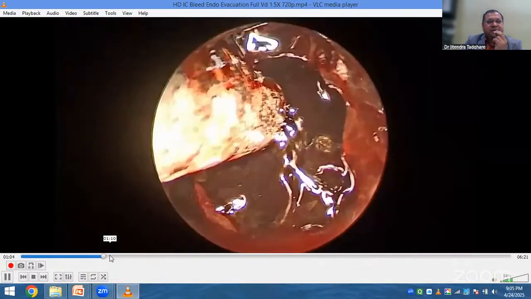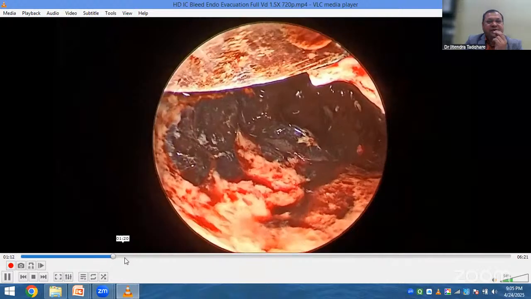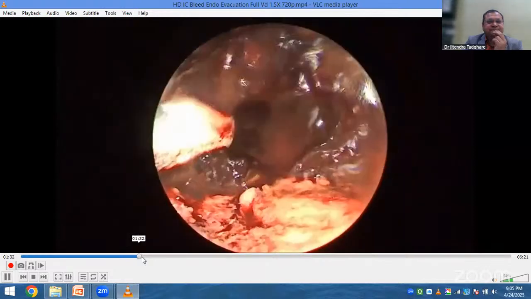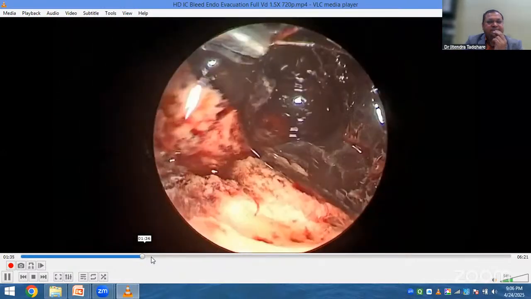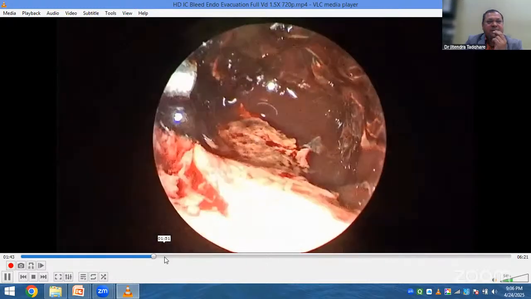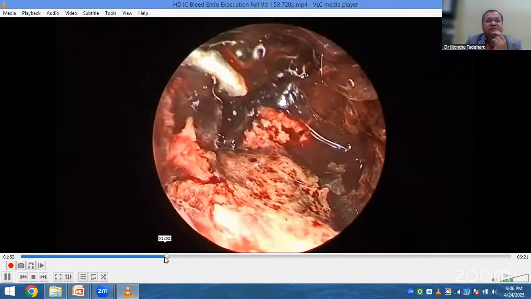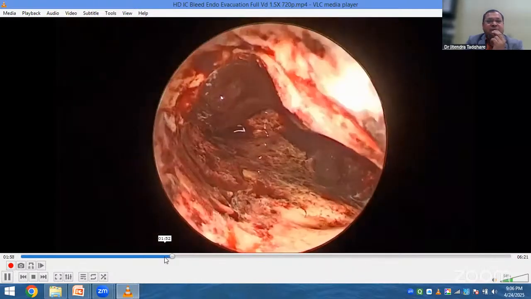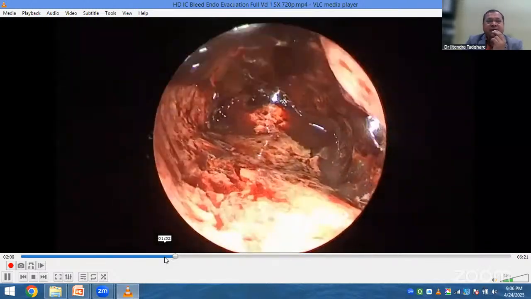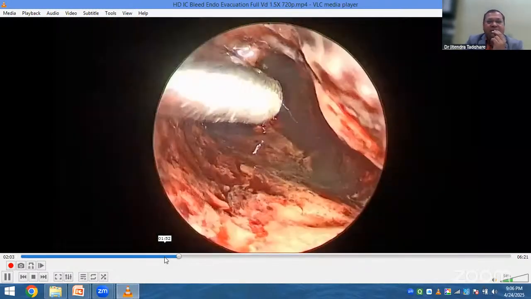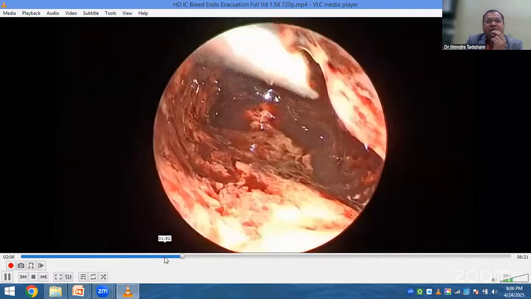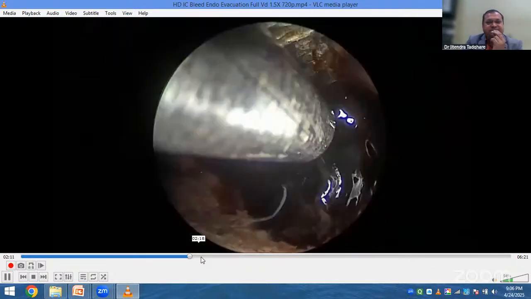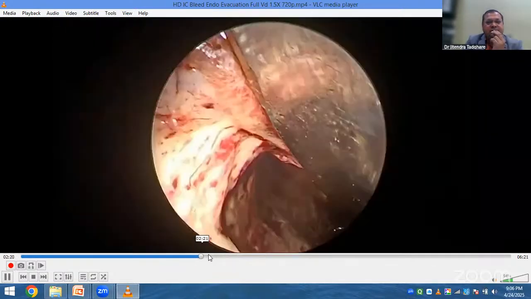So we have to suck blood, and you have to use intermittent irrigation in between so that our field is clear. We have to adjust the suction pressure also in between so that it does not suck the parenchyma. Sometimes we have to use more pressure to suck the hard hematoma, and for the liquid type of hematoma, we can use low power suction. So I use the freehand technique only.